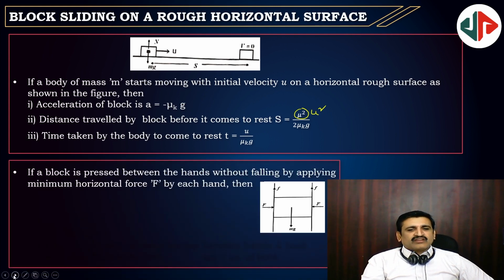Next, a body is pressed against two surfaces, then friction will act on either side. The minimum force needed to prevent it from falling is F equal to mg by 2 mu s, and mu s is equal to mg by 2F.